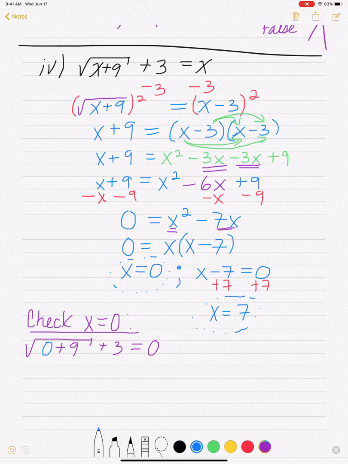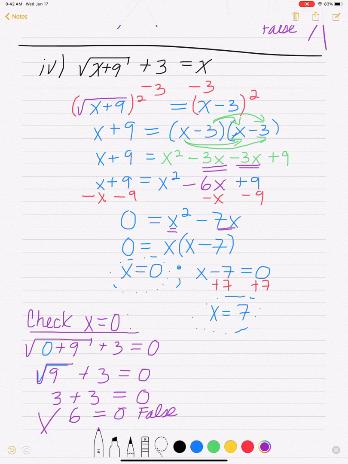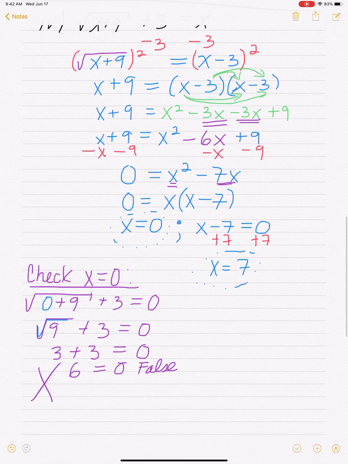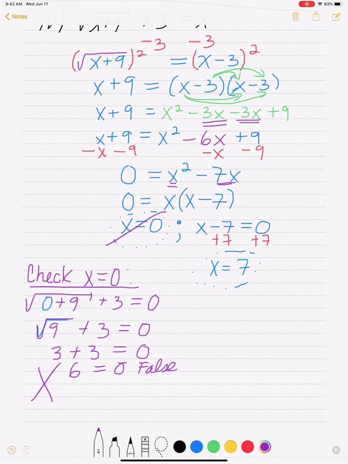All right, so simplify this, 0 plus 9. What's 0 plus 9? Square root of 0 plus 9 is 9. So we got the square root of 9 plus 3 equals 0. Square root of 9 is 3, so we're going to have 3 plus 3 equals 0. 3 plus 3 is 6, so we get 6 equals 0, and that's false. I'm going to put a big X by it. So it fails to check out. So we're going to X out the first potential solution, x equals 0. That does not work.